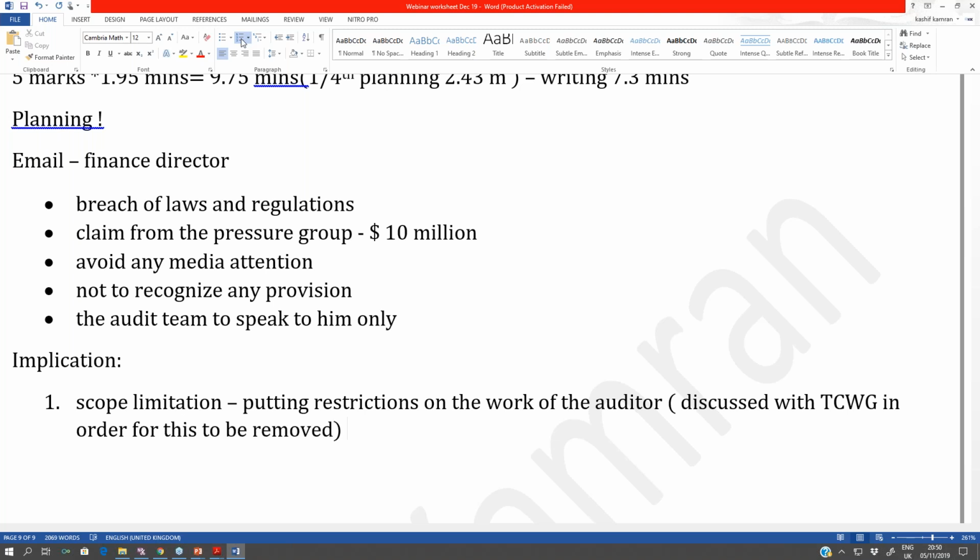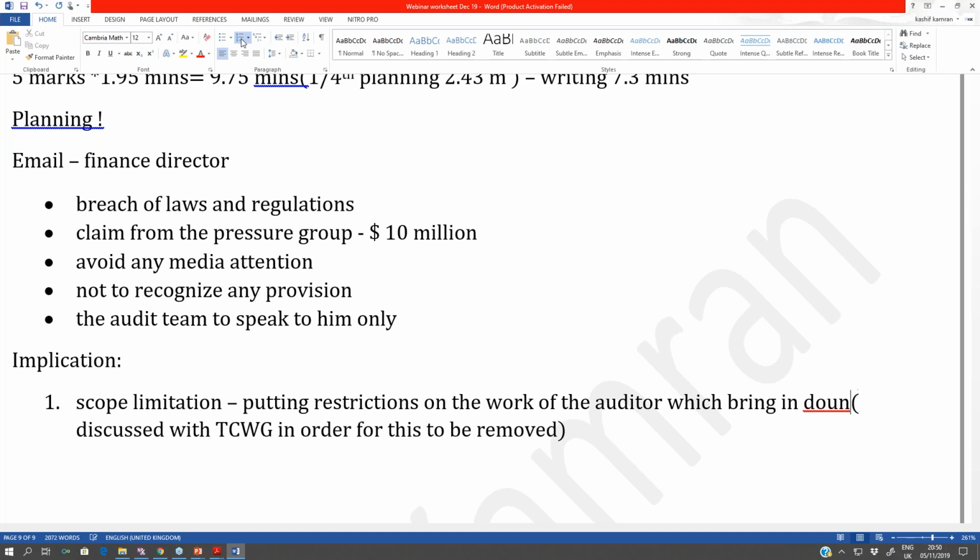So can you see the action in the bracket? But look at the issue. The issue is that the finance director is trying to put restriction on the work of the auditor, which brings in doubt the integrity of the finance director, as if he's trying to hide something. Probably he's trying to conceal something from the auditor. That's why he's saying, just speak to me, don't speak to anyone else.